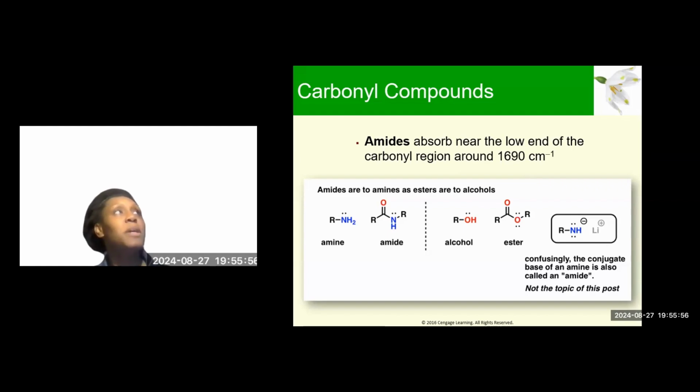So in terms of spectroscopy, amide carbonyl groups are in the lower end of the carbonyl region, around that 1690, so just below that 1700. Now, amides are to amines as esters are to alcohols. As you can see, your alcohols have this, and then now there's a carbonyl group in the middle of it. So that's your ester. And then this right here is your amide. So you can see that similarity with those.